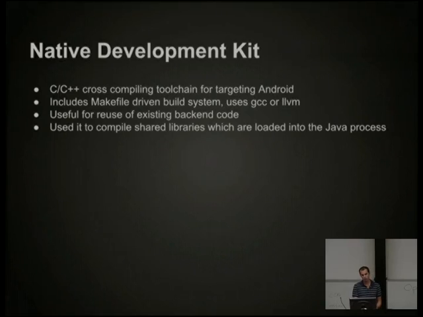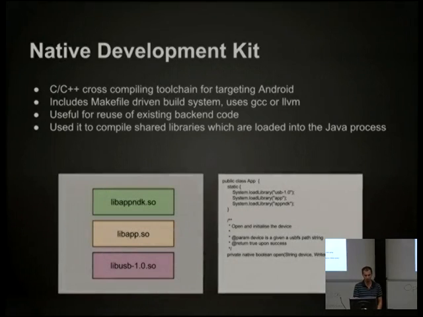And so those shared libraries that you've compiled are then loaded into the Java virtual machine and are accessible. So this is a little picture of what that looks like. So we've got the shared objects that exist in your file system, and then on the right there is the Java code that loads those objects into the virtual machine.